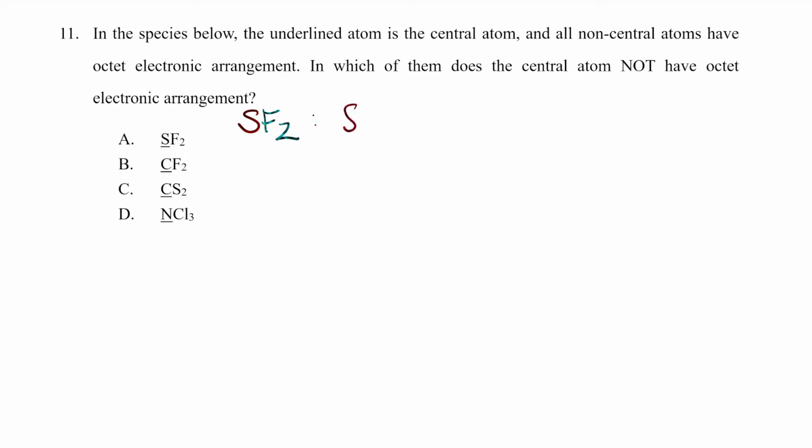Say, for example, we have SF2 for option A. Here, sulfur, I'm just going to write down its outermost shell electron number. Sulfur is in group 6, so its outermost shell electron number is 6. And how about for fluorine? Fluorine is in group 7, so it has 7 outermost shell electrons. You can see there are 2 fluorine atoms, so I'm going to write down another fluorine atom here.